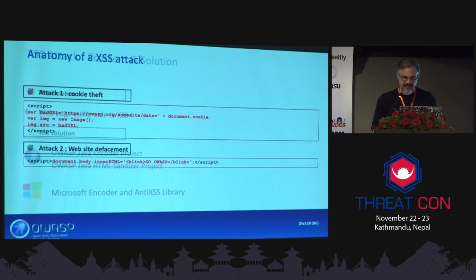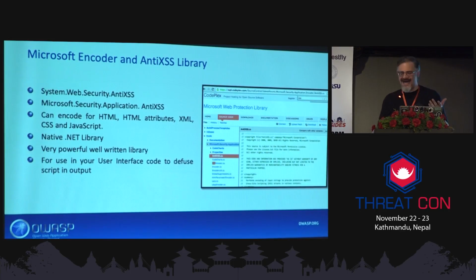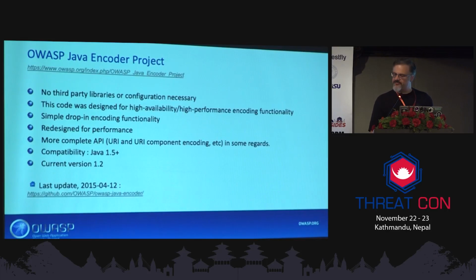So I'm going to jump ahead here a bit. The solution, if we look at these projects, those of you who are .NET developers, we have the Microsoft Encoder. It's an escaping library to build a user interface. In the world of Java, we have an OWASP project, the OWASP Java Encoder project. This is a bunch of escaping routines and encoding routines to take dangerous data and make it safe before you add it to your application.